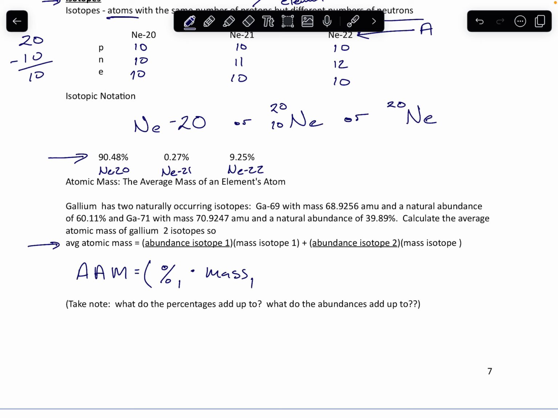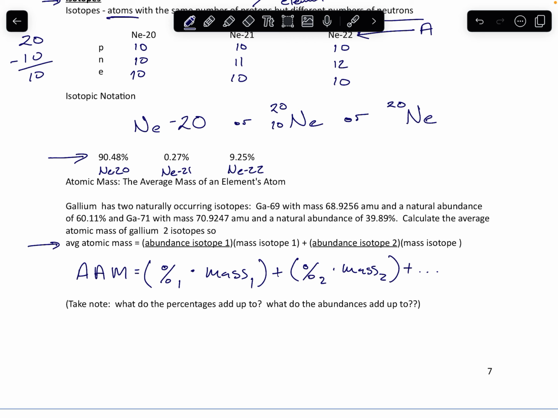So 20 for neon-20, 21 for neon-21. Then I'm going to do the same thing for my second isotope: its percentage times its mass. And I'm going to keep on doing that for all the different isotopes that I have. When you do this, all your percentages should add up to 100%. If they don't, something's wrong.